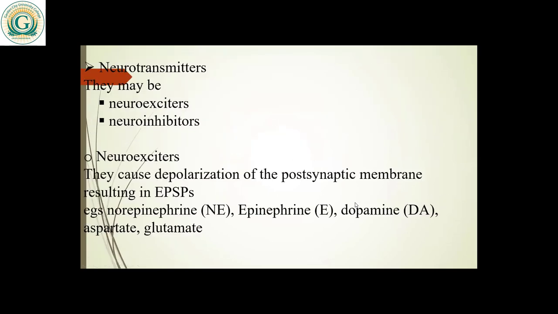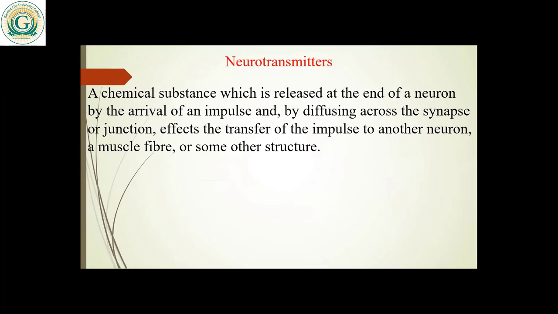So with this, we already stated neurotransmitters and what they do. They are chemical substances which are released at the end of a neuron by the arrival of an impulse, and by diffusing across the synapse or junction, effect the transfer of an impulse to another neuron, a muscle cell, or some other structure. So all that you are saying is these neurotransmitters are chemicals, and they are released at the end of a neuron, that is the axon terminal, and upon the arrival, they cause the transfer of an impulse to another neuron or a muscle fiber or gland or any other structure.